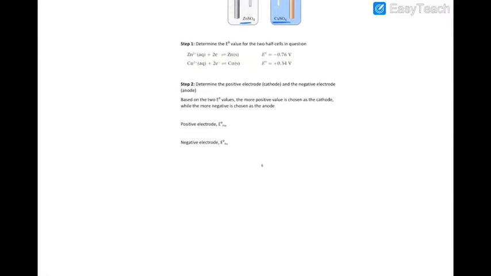First we need to find which one is going to be the cathode and which one is going to be the anode. Based on the values, the more positive value is going to be the cathode. So this is the more positive value, therefore this is going to be the cathode. Therefore, the zinc is going to be the anode. Here, we've noted down the two standard electrode potential values.